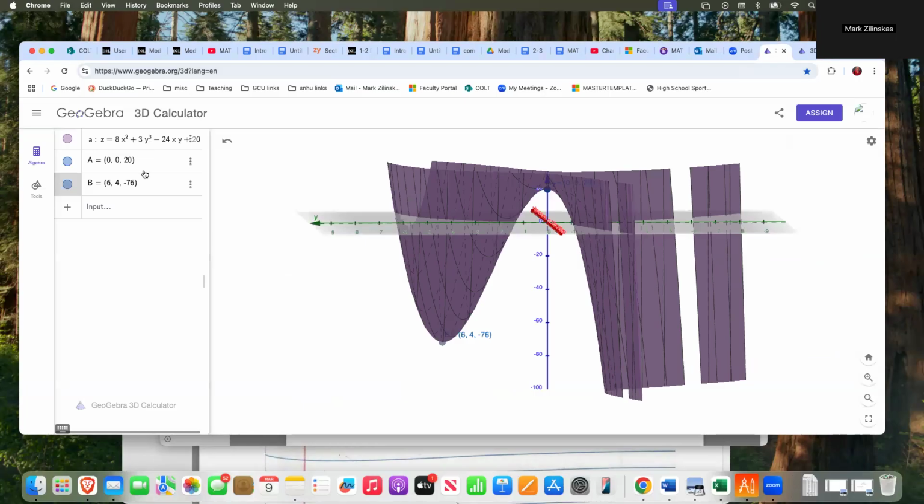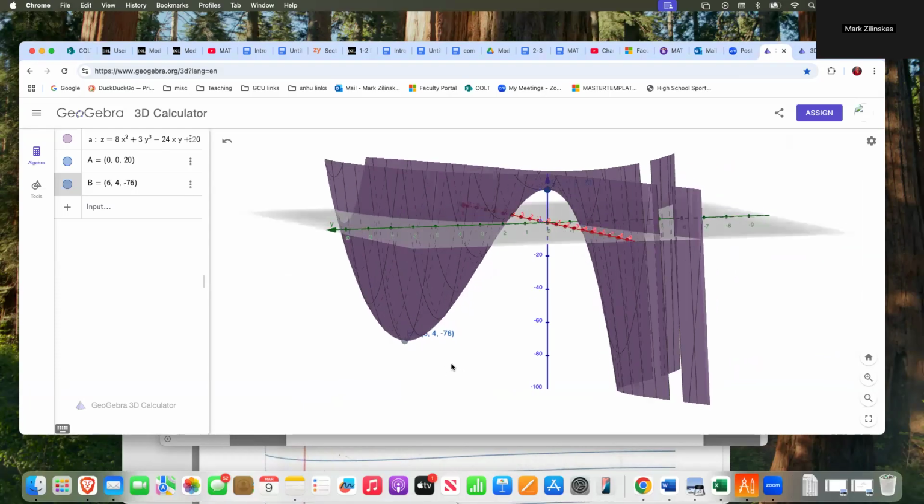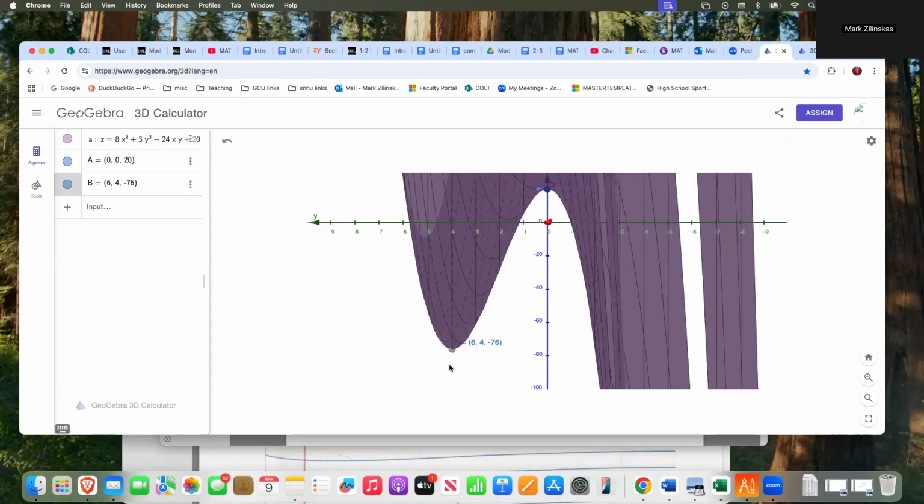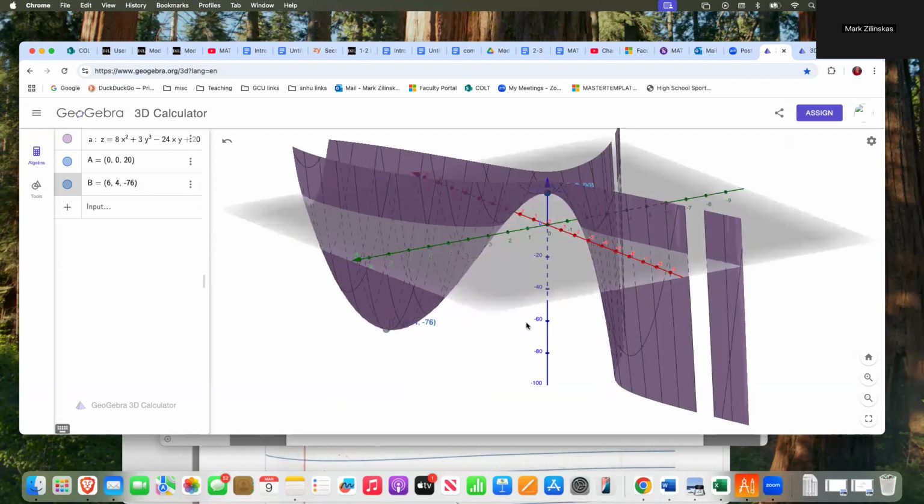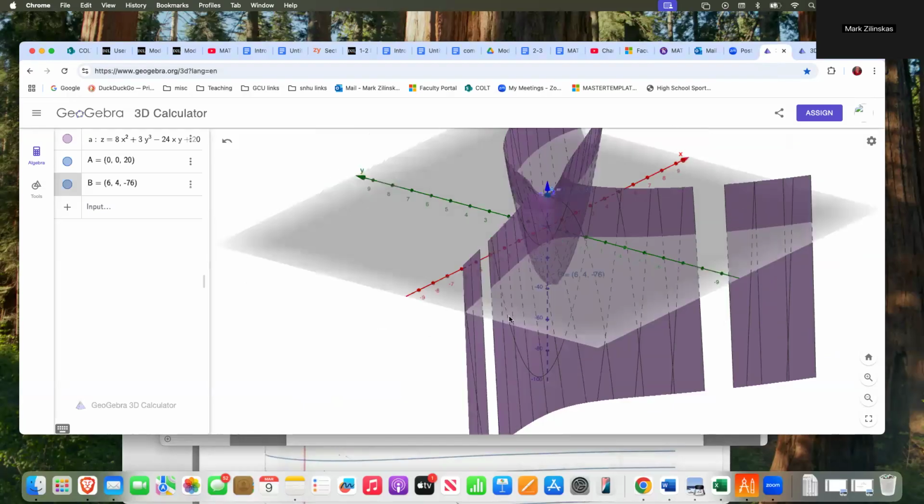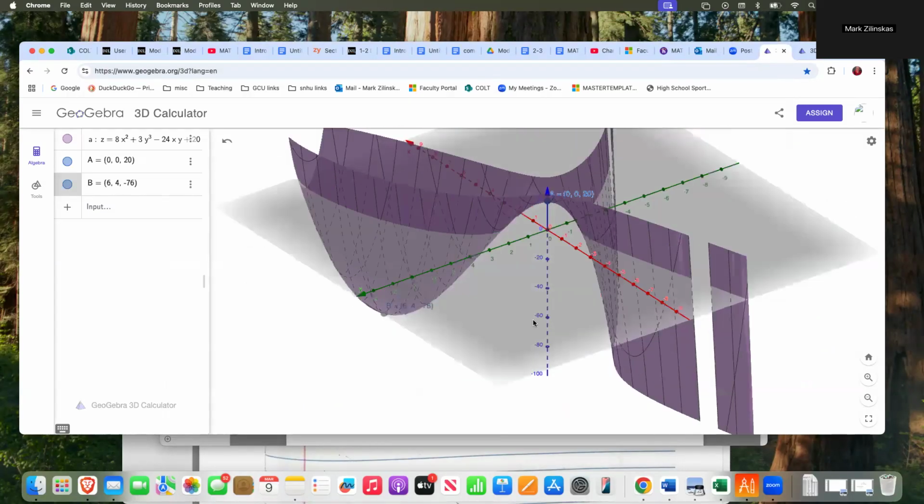I graph the function, I graph the point, the saddle point, and I also graph the minimum. And you could see that the minimum over here is at 6, 4, negative 76. I substituted in just the original equation. I put the 6 and 4 in for x and y, and I got z equals negative 76. And the same thing with 0, 0, and 20. That one was easy to find, but there's your saddle point up there.